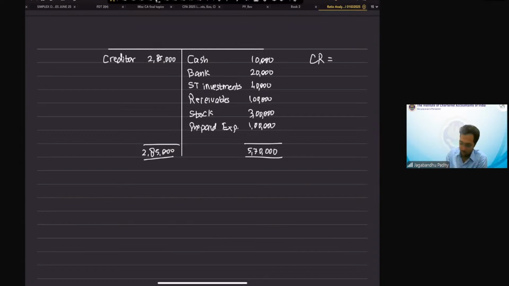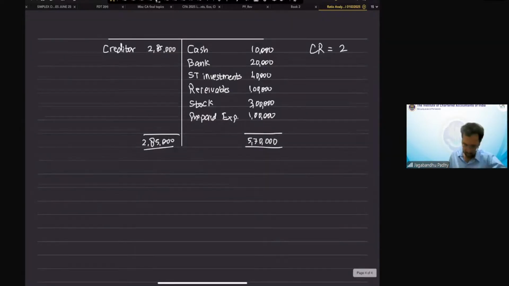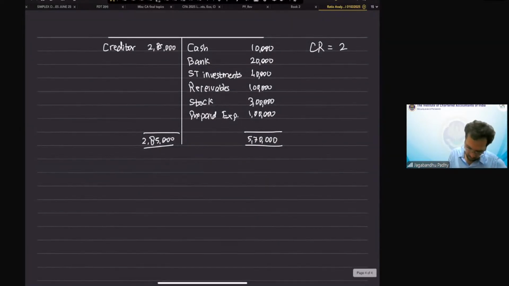Current ratio 2. So can I say this is an ideal situation? This is an ideal situation. The current ratio of 2 is a typical ideal situation, right? Now suppose these creditors ask for money.